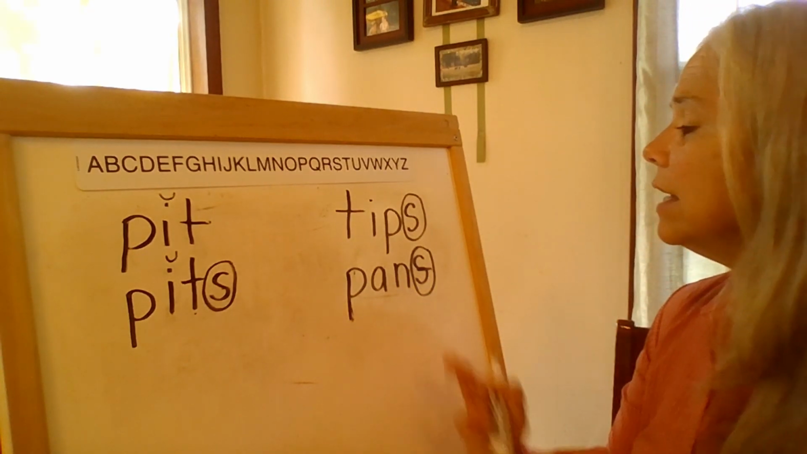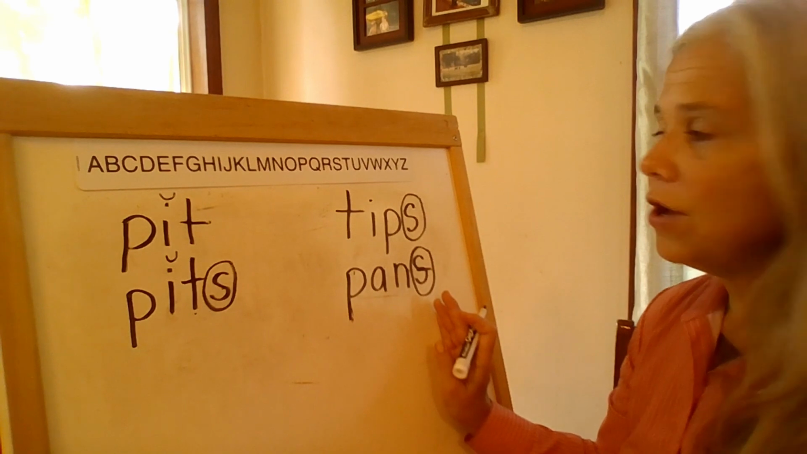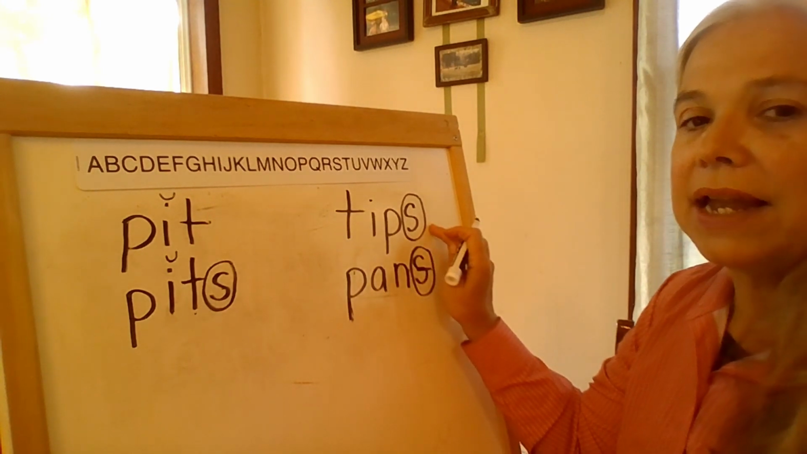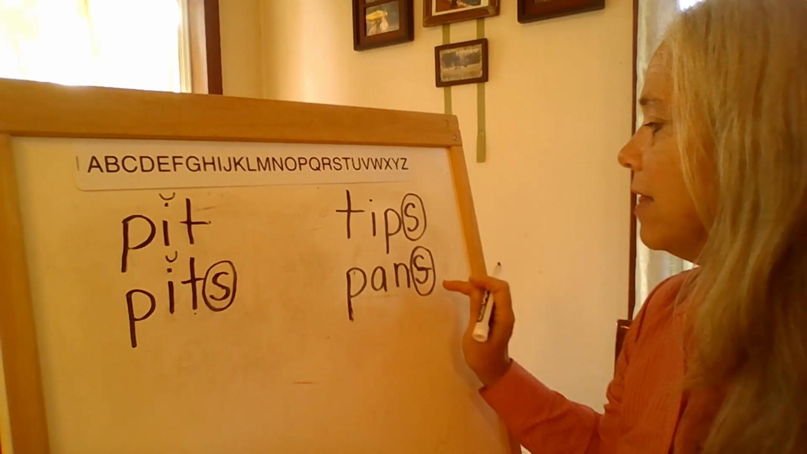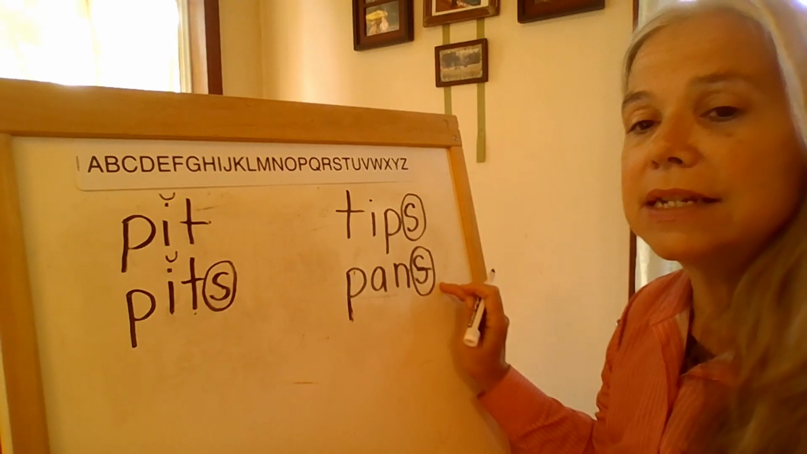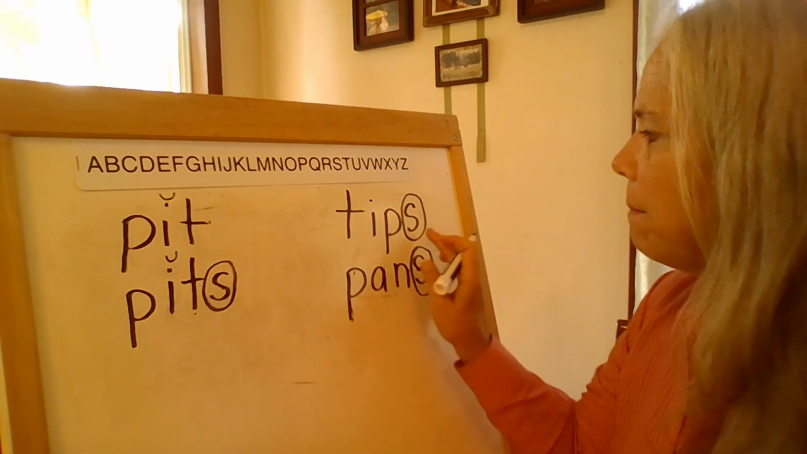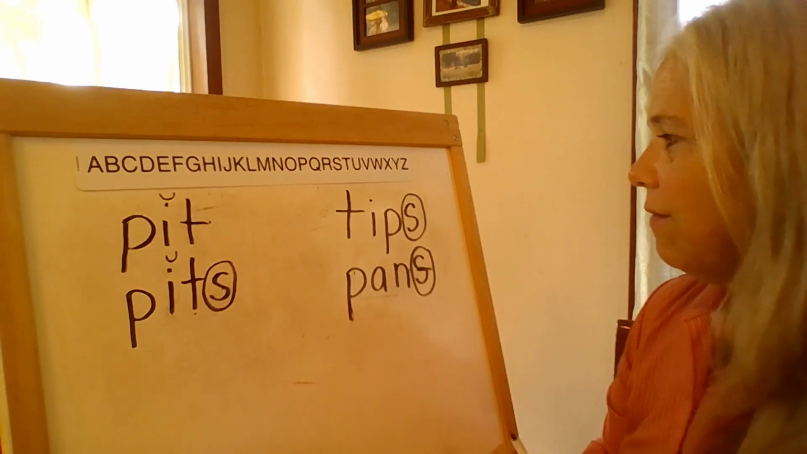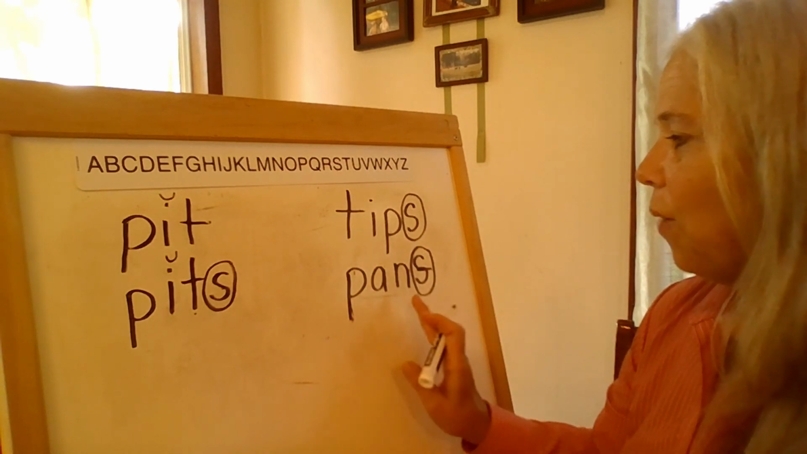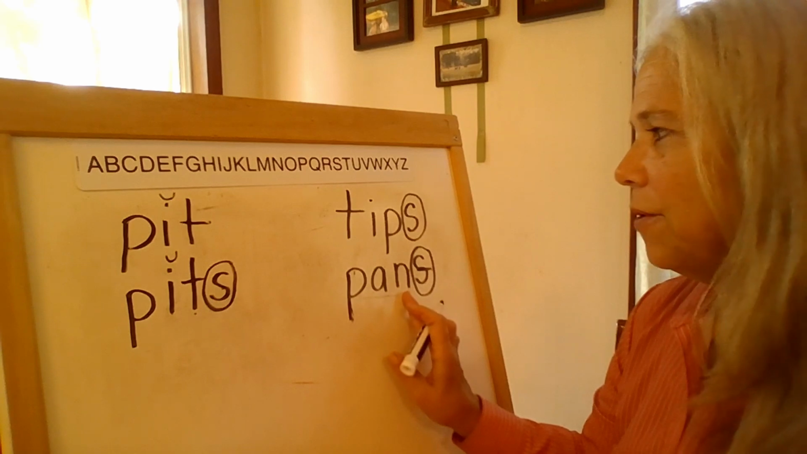Okay. Now let's try to figure out why this S is making an S sound and why this suffix S is making a Z sound. Let's look right before it. We have a consonant there.